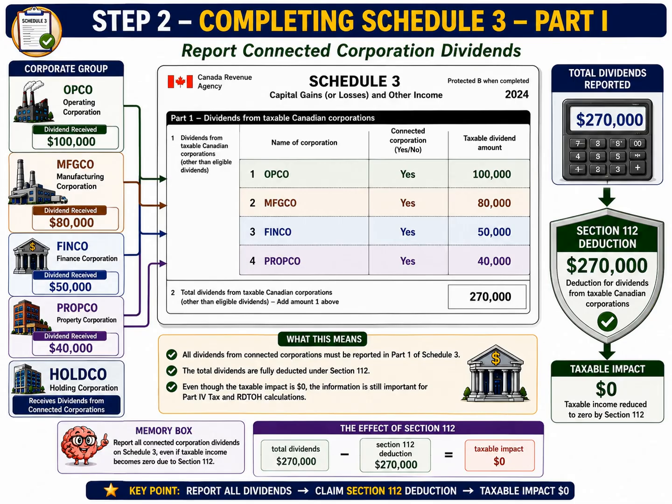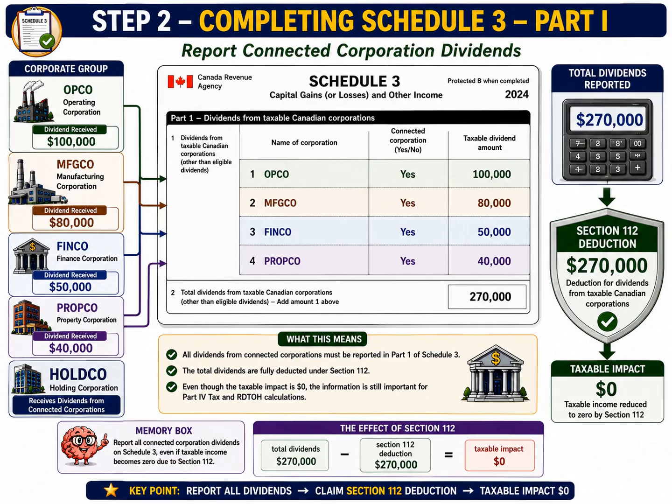FinCo paid a dividend of $50,000. And PropCo paid a dividend of $40,000. Each of these corporations is connected to Holdco, so each dividend must be reported on Schedule 3. Notice how the Schedule 3 form in the center of the slide contains a separate row for each corporation. For every dividend received, we record the name of the payer corporation, indicate that it is a connected corporation, and enter the dividend amount received.